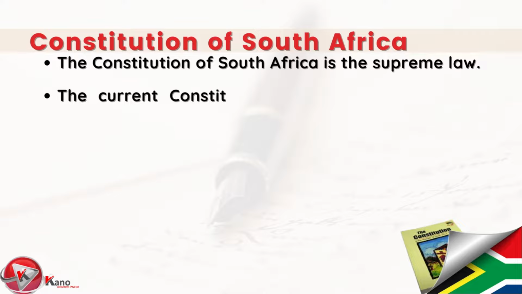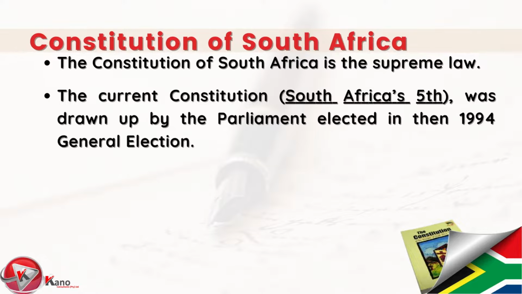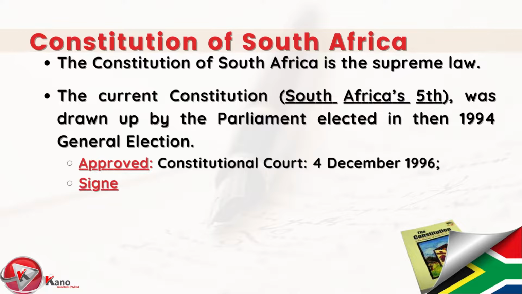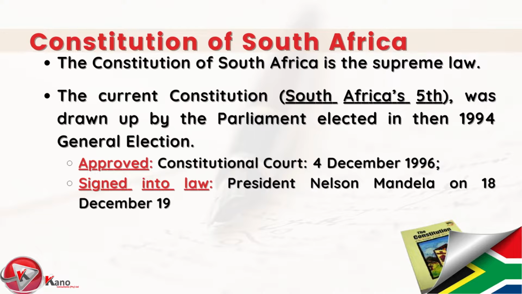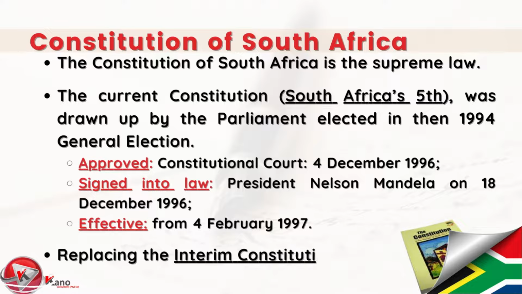The current constitution, which is South Africa's fifth constitution, was drawn up by the first democratically elected parliament, which was elected in the 1994 South African general election. It was approved by the Constitutional Court on the 4th of December 1996, then signed into law by the then President Nelson Mandela on the 18th of December 1996, and came into effect from the 4th of February 1997. This final constitution essentially replaced the then effective Interim Constitution.